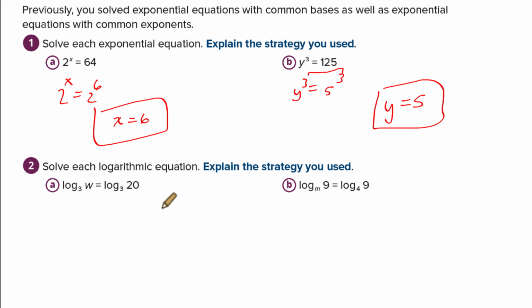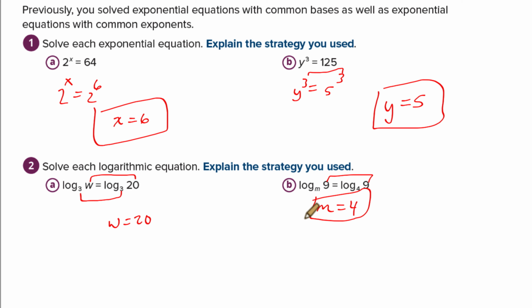So let's go down to number 2 here. Solve each logarithmic equation. We're not going to explain the strategy right now. We're just going to solve it. Look at this. Common base with a log. Guess what? Common argument. So w here has to equal 20. And what do we have? A common argument. So guess what? The bases have to be the same. It's all about that base.